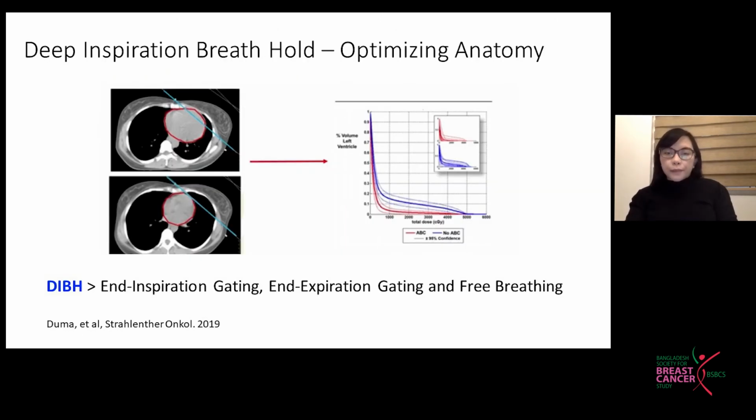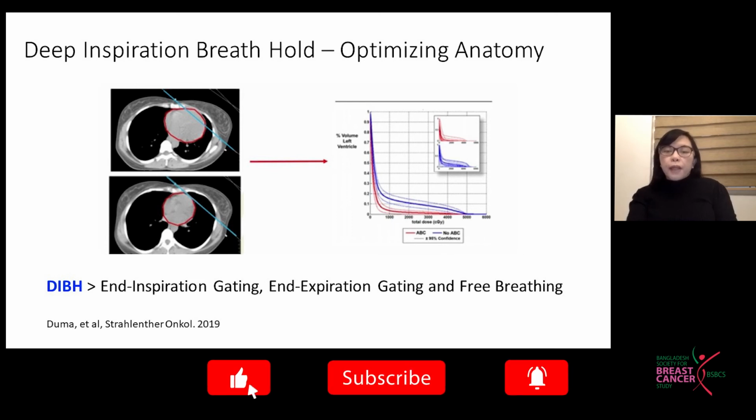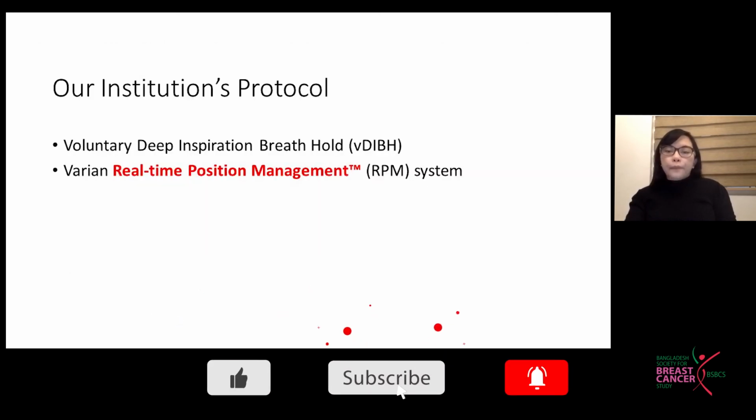And this illustration is just showing that those changes actually do result in improved DVH parameters, especially for the heart. There have been several studies comparing DIBH to end inspiration gating, end expiration gating, and free breathing, and a significant reduction in the mean heart dose has always been shown. So DIBH actually represents the best explored cardiac sparing method, consistently showing a significant advantage in heart sparing in breast cancer patients. So briefly, I would just like to share our institution's own cardiac sparing technique.